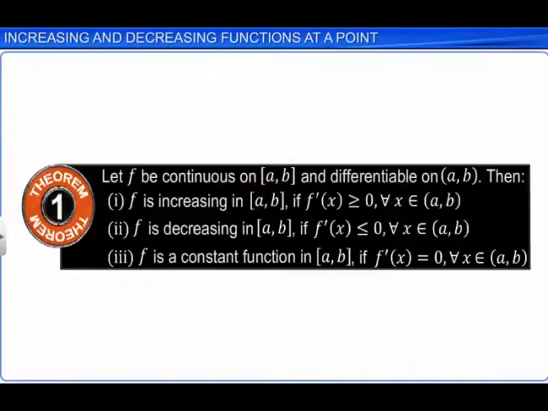Now, we will state and prove a theorem based on the nature of a function at a given point in the domain of the definition of the function. Let a function f be continuous on closed interval a comma b and differentiable on the open interval a comma b. Then the function f is said to be increasing or decreasing depending upon whether its derivative is greater than or equal to 0 or less than or equal to 0 respectively. And the function is a constant function if its derivative is 0. Let us prove the theorem now.